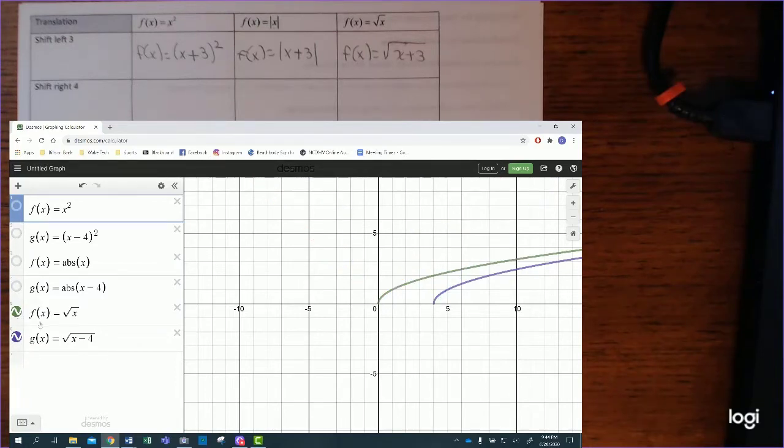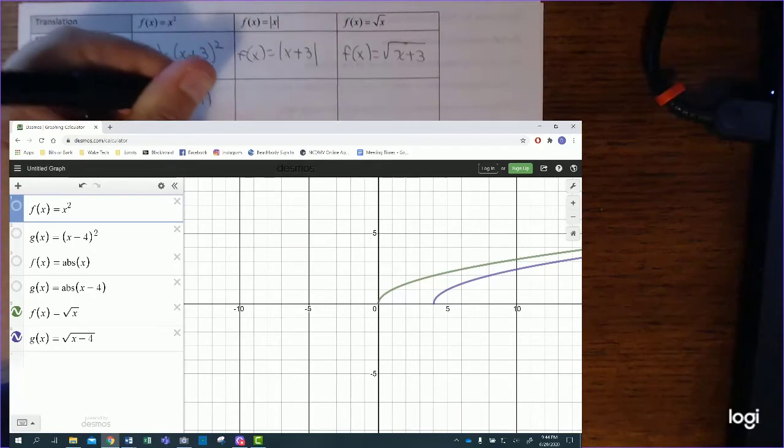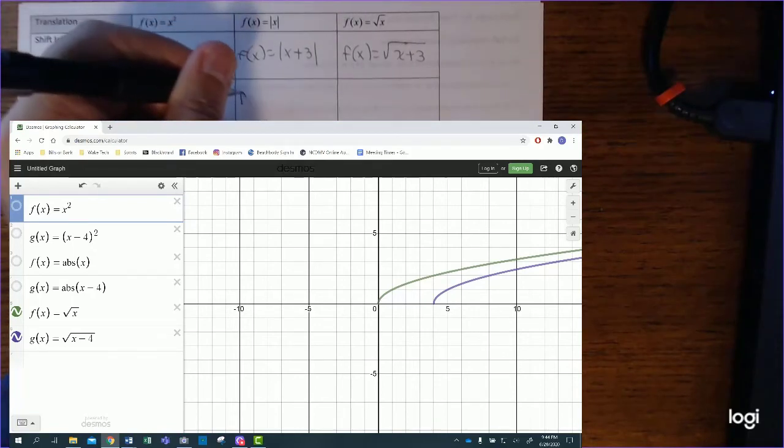So, just to remind you about the domain, let's look at this radical. The domain of this green function, the radical, is from bracket 0 to infinity, and when you shift it to the right 4, the domain becomes bracket 4 to infinity. Okay, so that's translations left and right.